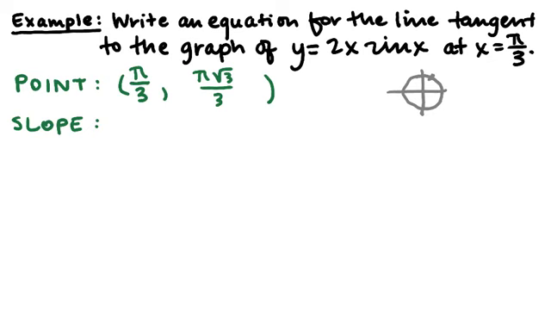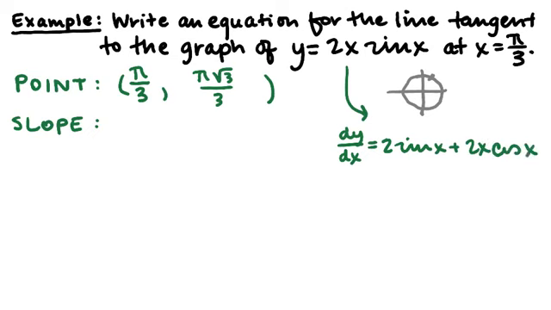Now for the slope, I'm going to need to take the derivative. So I'll take this over here, and I'll say that dy dx is, okay, I'm going to need to use the product rule. So I'll start with 2x. That one looks a little easier. So the derivative of 2x is 2. Leave sine x the same. Then I'm going to add, leaving 2x the same, take the derivative of sine. Well, that's cosine x. Right?